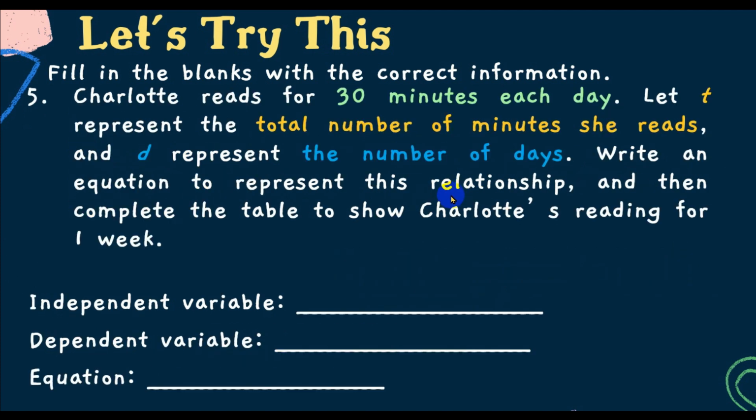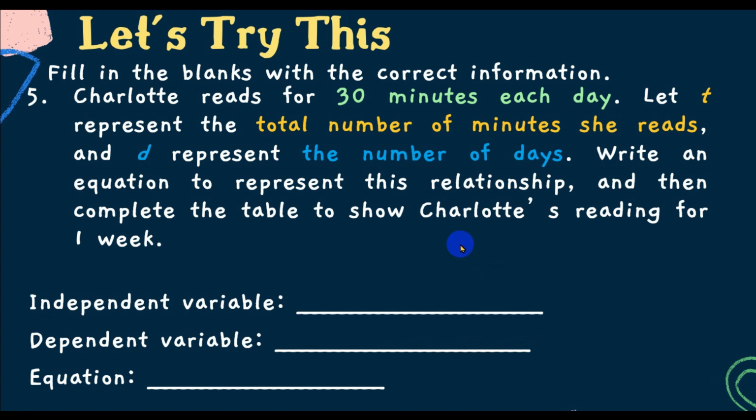For the last example, we have here Charlotte reads for 30 minutes each day. Let T represent the total number of minutes she reads and D represents the number of days. Write an equation to represent this relationship and then complete the table to show Charlotte's reading for 1 week. So, which one is the independent and dependent variable? Then we have to create the equation according to the problem. So, ang pinag-uusapan dito ay total number of minutes she read and the number of days na nagbabasa siya.